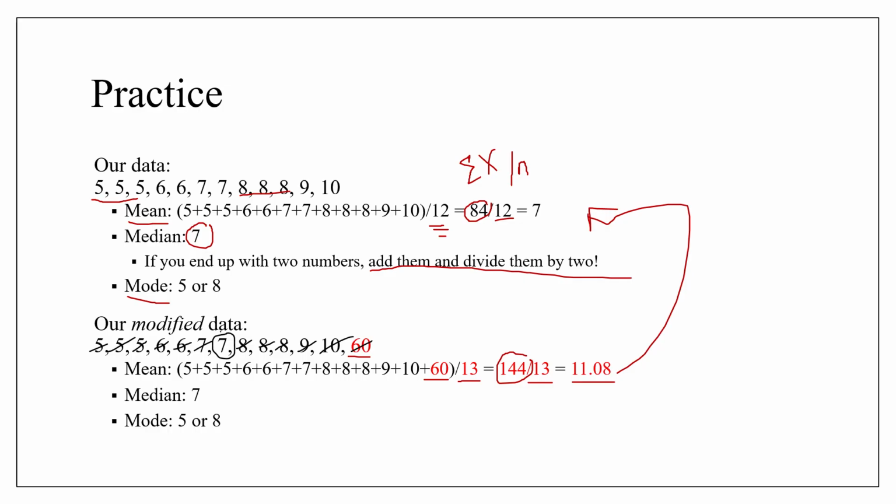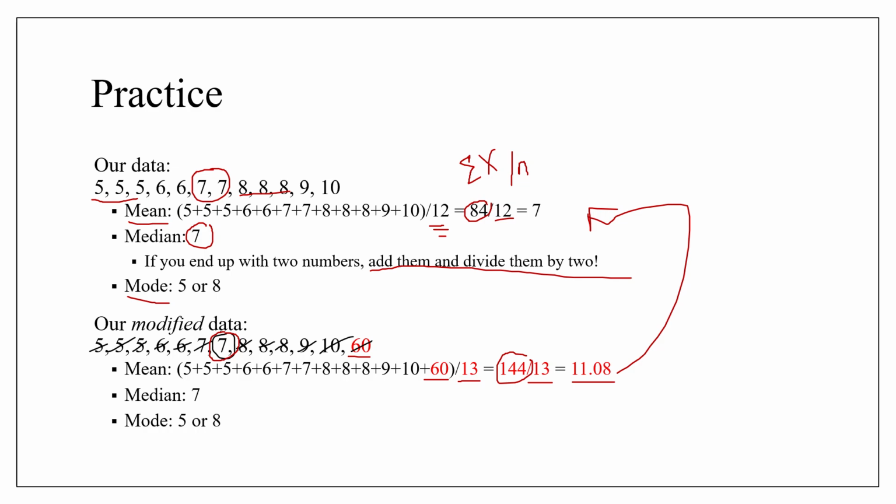Then we're going to calculate the median. And here I already have everything crossed out, so I don't have to do it again. But we can see that at the end of the day, we end up with 7 again. So before, because we had an even number of observations, we had ended up with 2 in the middle.